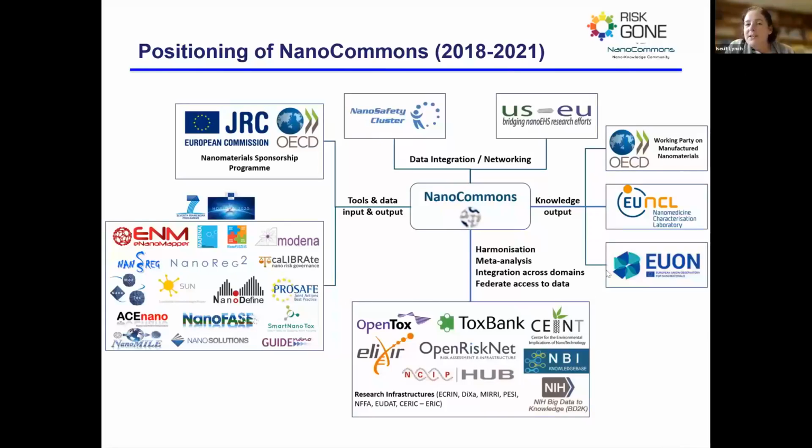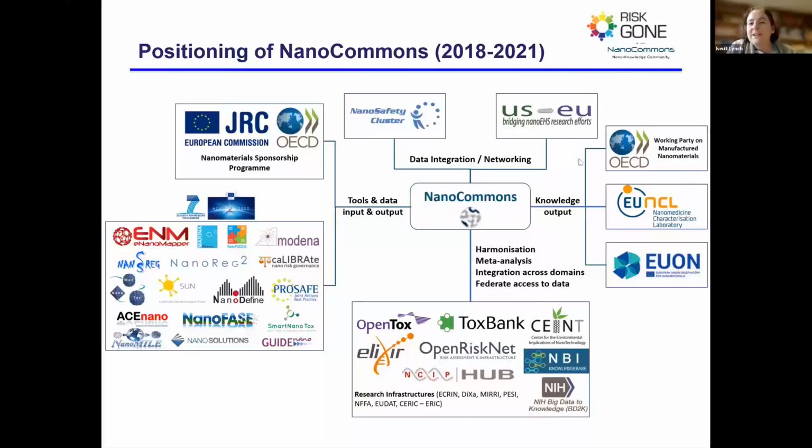The UN had just started the EU Observatory for Nanomaterials. There was the research infrastructure for nanomedicine characterization, and of course the EU activities, and then our EU Nanosafety Cluster and the EU-US communities of research. So we sort of saw ourselves as having a sort of a central role in integrating across these broader activities. So developing tools for data input and output, for integration and networking, to support knowledge output to the key stakeholders, and really developing tools here around harmonization, meta-analysis, federated access to data, and interoperability of data sets.